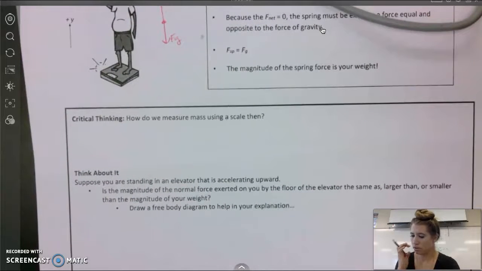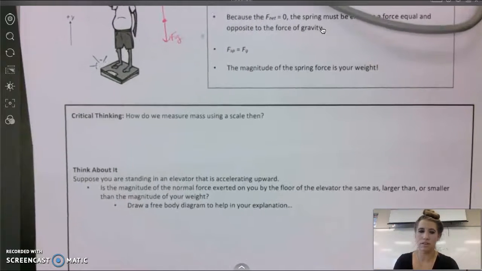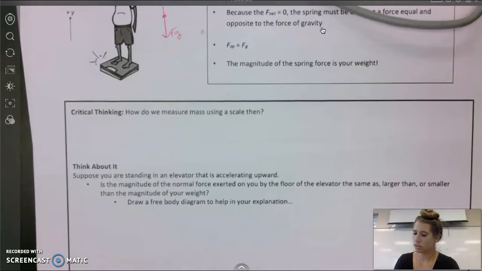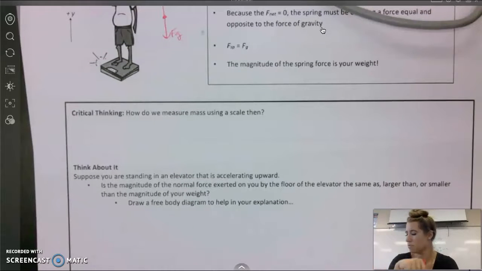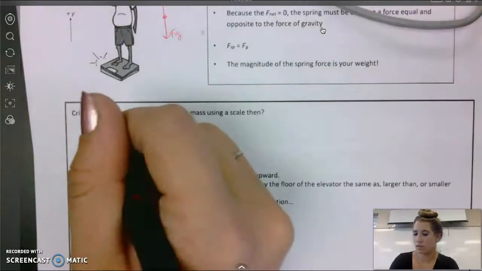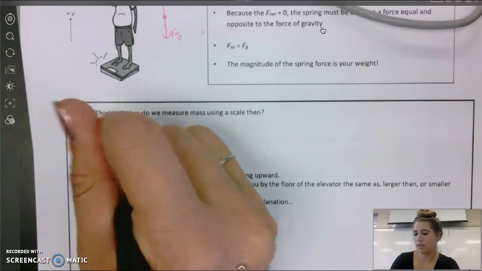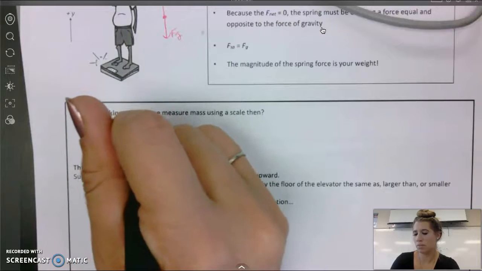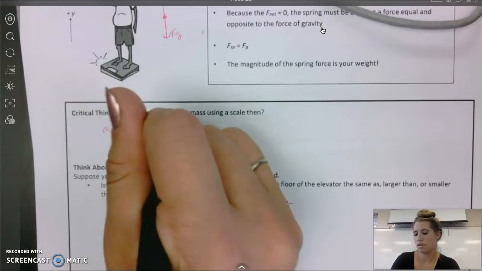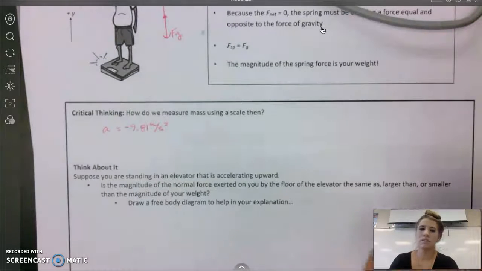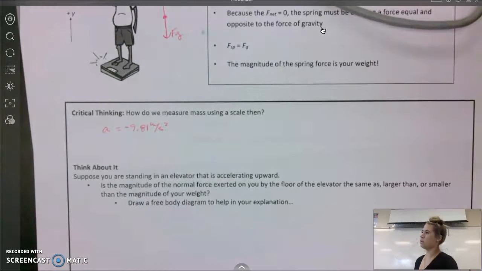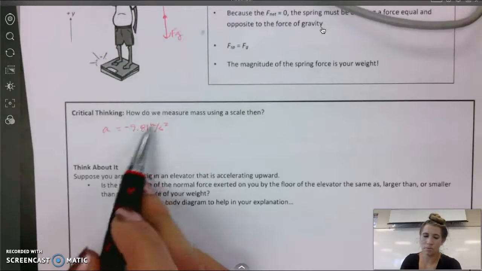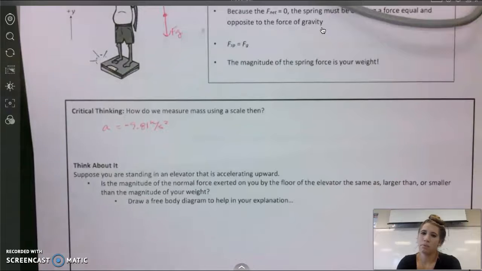So how do we measure mass using a scale? We kind of talked about that before, how on Earth our acceleration due to gravity is always going to be negative 9.81. And so that spring force is the same as the force due to gravity, and from this component and that component that's constant, we're able to figure out what the mass of the object is.